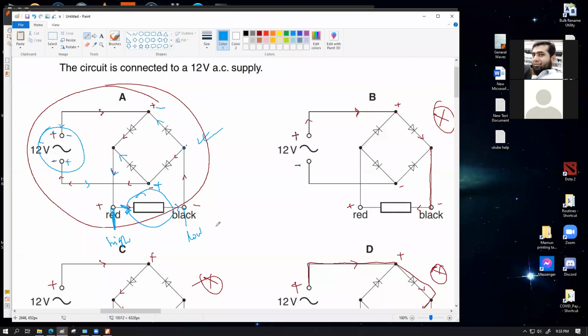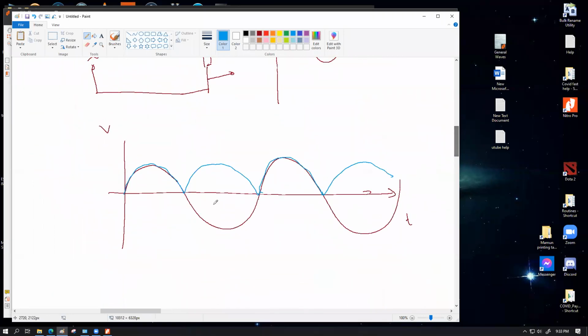Yes sir. So the brown one is from the supply, the blue one is for the output across the resistor that we have connected in the circuit.